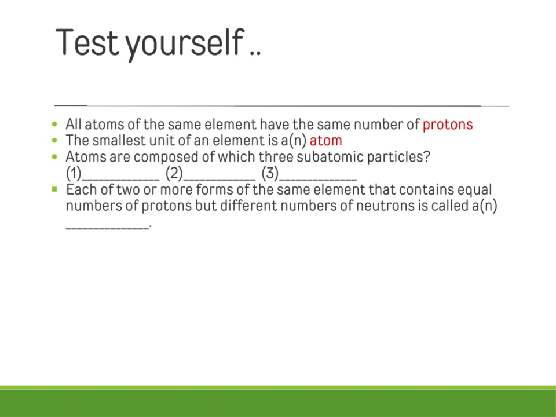What about what are the subatomic particles of an atom? Protons, neutrons, and electrons would be the correct answer. And last but not least, what term is best used for this definition? Each of two or more forms of the same element that contains equal numbers of protons but different numbers of neutrons. You got isotope? You're correct.